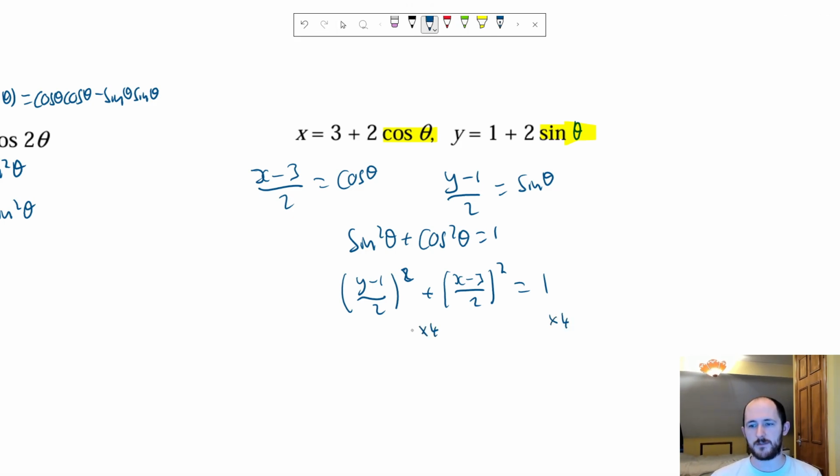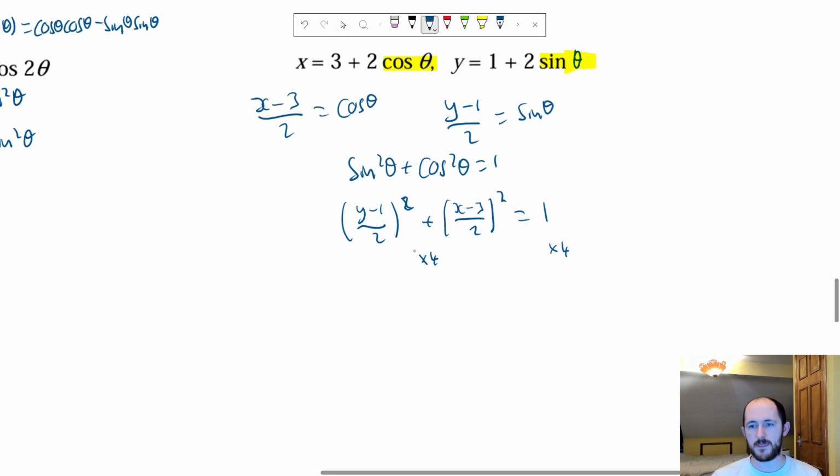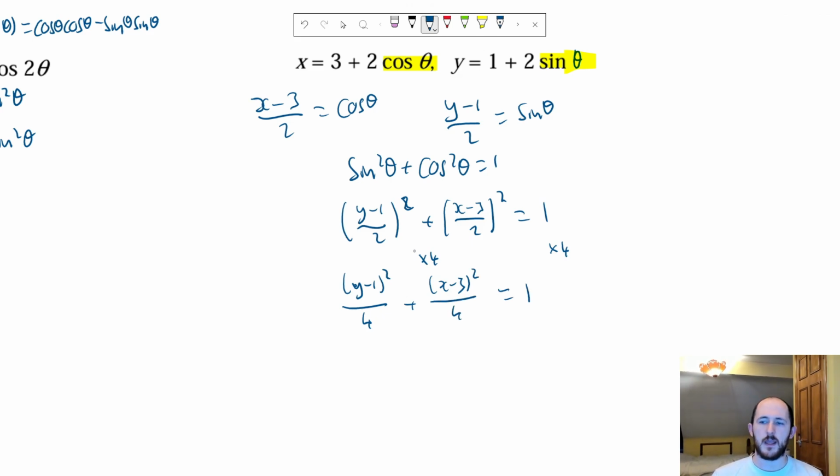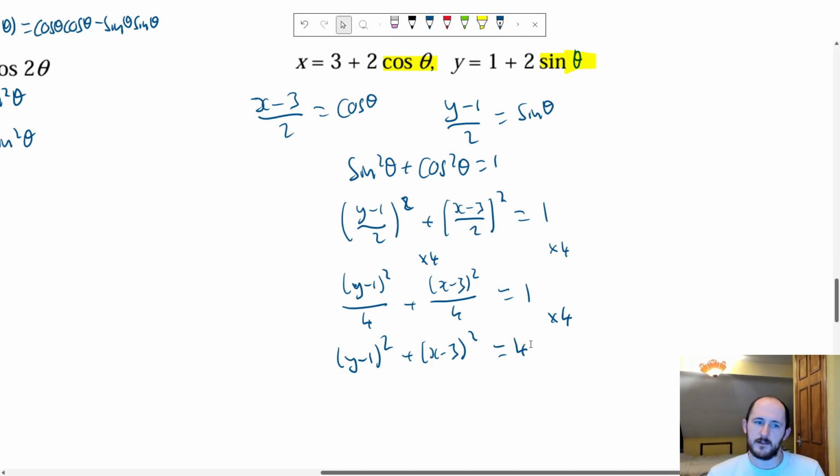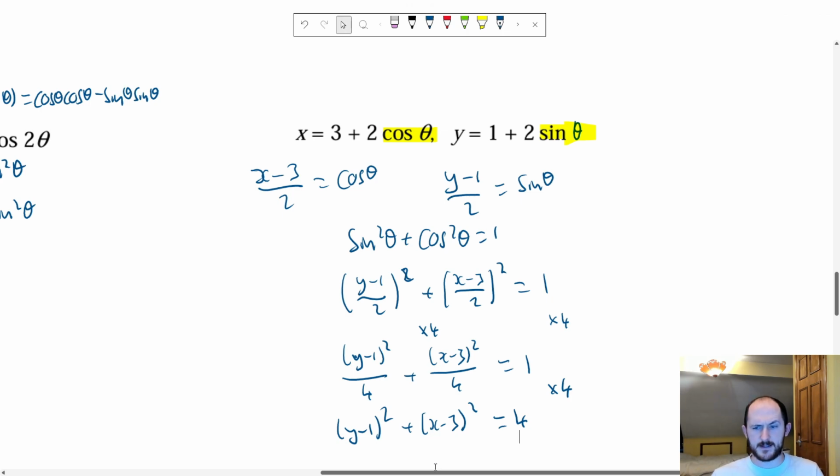Now, why am I timesing by 4? Inside these brackets is an over 2. So if I expand that, we'd go over 4, equals 4. Normally, we don't see fractions inside the brackets with an equation of a circle. It's not necessarily wrong, but this looks much more like an equation for a circle than the other thing, because now the radius is just 2 instead of 1. Nice and easy. But yeah, hopefully that doesn't scare you too much.